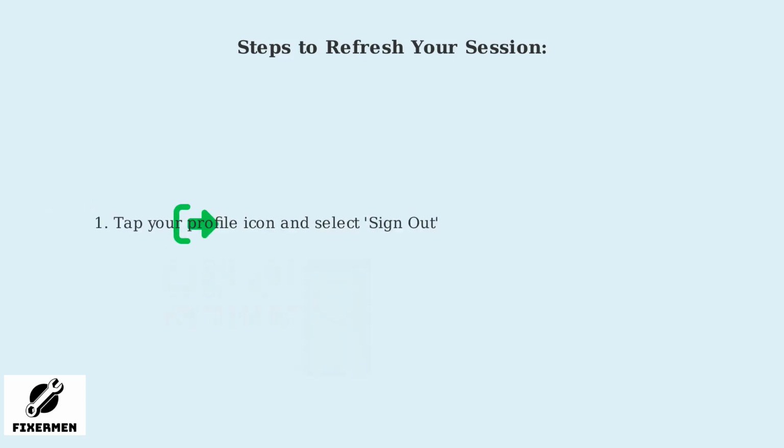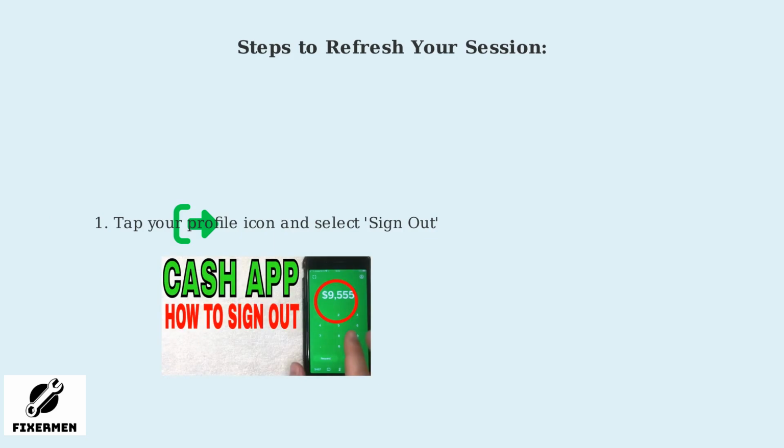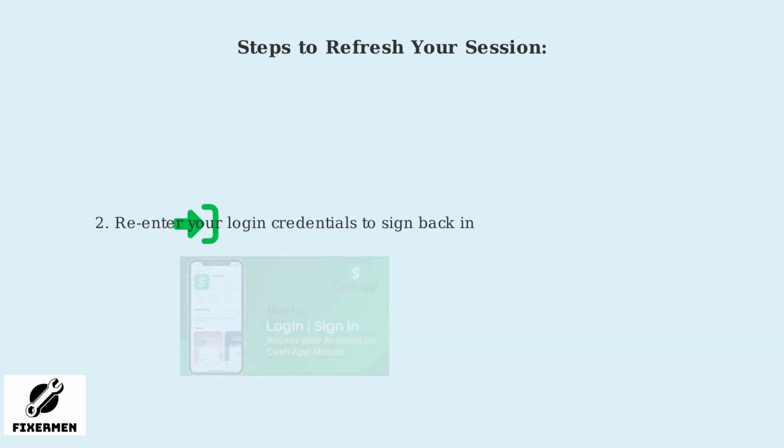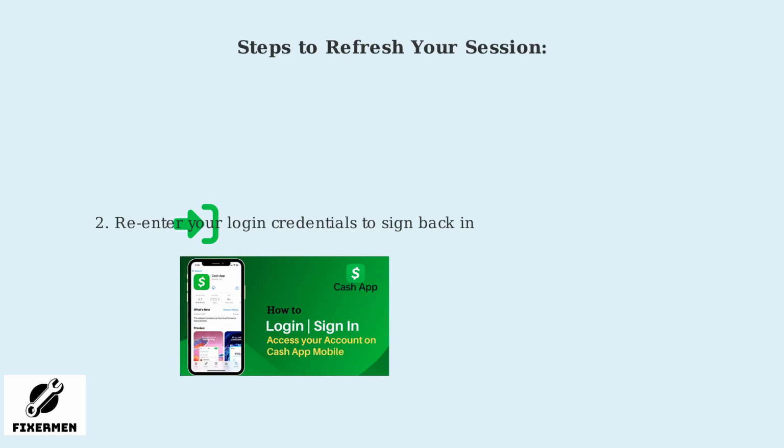First, tap your profile icon in the top right corner of the app and select the Sign Out option. Then, re-enter your login credentials, your email or phone number and PIN, to sign back into Cash App. This will generate fresh session tokens. This simple process refreshes your authentication session and should resolve the error 400 issue related to expired tokens.